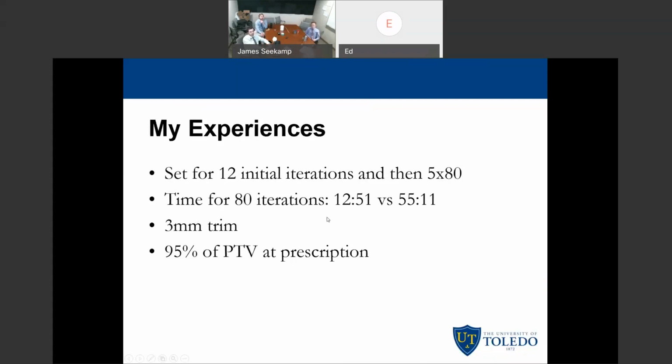First thing that I immediately noticed is the time to take for 80 iterations to complete was significantly different. The robust optimization took about 5 times as long, which I mean kind of makes sense because you have to basically re-optimize at all the different possible positions that the PTV is going to be in. All these were scaled with the breast contour having a 3 mm trim from the external. So that makes them a little toastier in general. And then they are normalized to 95% of the PTV at prescription.